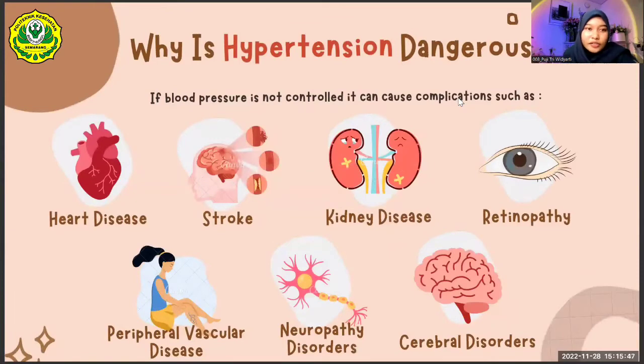And also, why is hypertension dangerous? Because if blood pressure is not controlled, it can cause complications such as heart disease, and then stroke, kidney failure or kidney disease, retinopathy, peripheral vascular disease, and then neuropathy disorders, and the last is cerebral disorders.